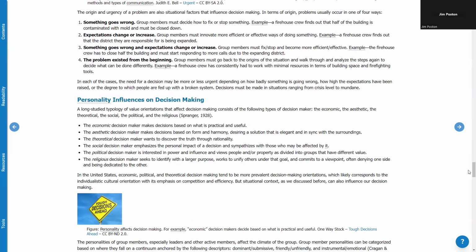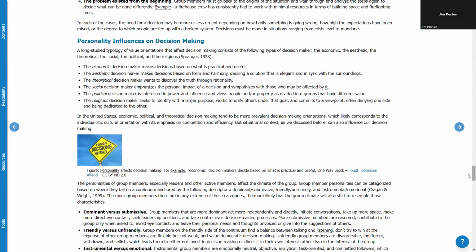Example, a firehouse crew finds out that the district they're responsible for is being expanded. Number three, something goes wrong and expectations change or increase. Group members must fix, stop, or become efficient, effective. Example, the firehouse crew has to close half the building and must start responding to more calls due to the expanding district. Number four, the problem existed from the beginning. Group members must go back to the origins of the situation and walk through and analyze the steps again to decide what can be done differently. Example, a firehouse crew has consistently had to work with minimal resources in terms of building space and firefighting tools.